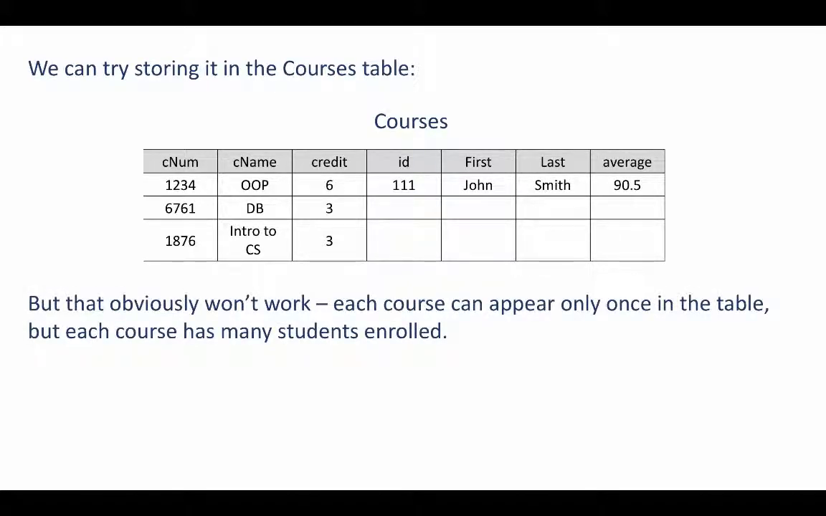Each course can appear only once in the table, but each course has many students enrolled. In this example, we know that Sarah Barker also enrolled in the OOP course, but we cannot indicate this fact because the line of OOP appears only once in the table.